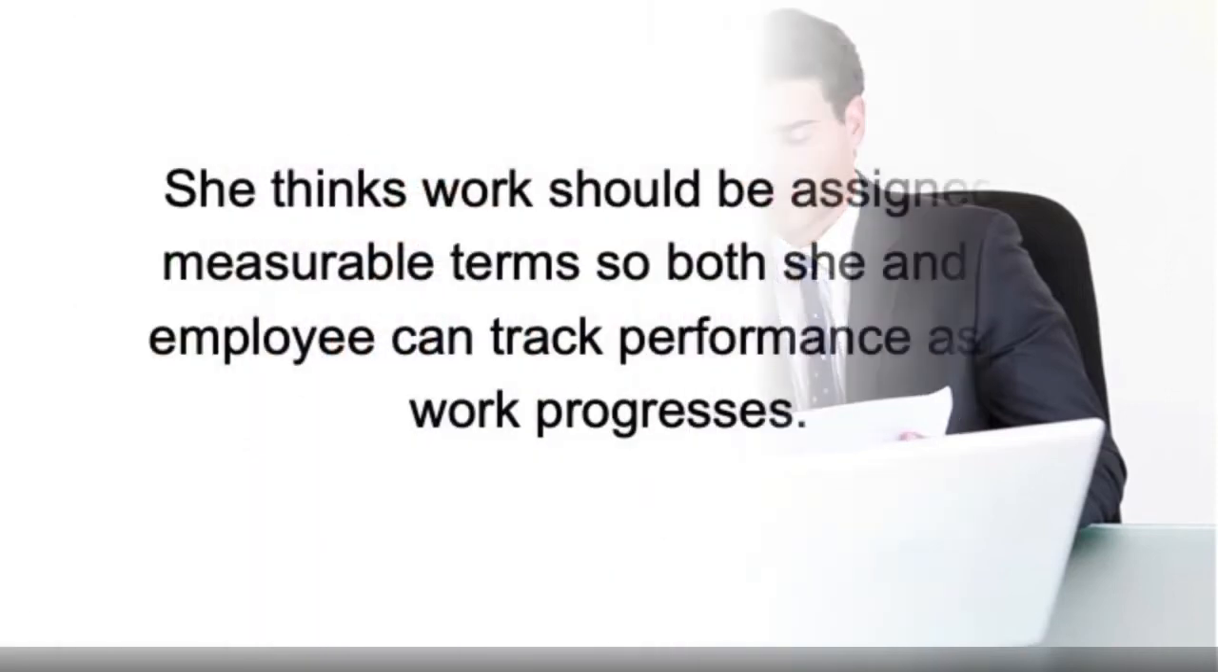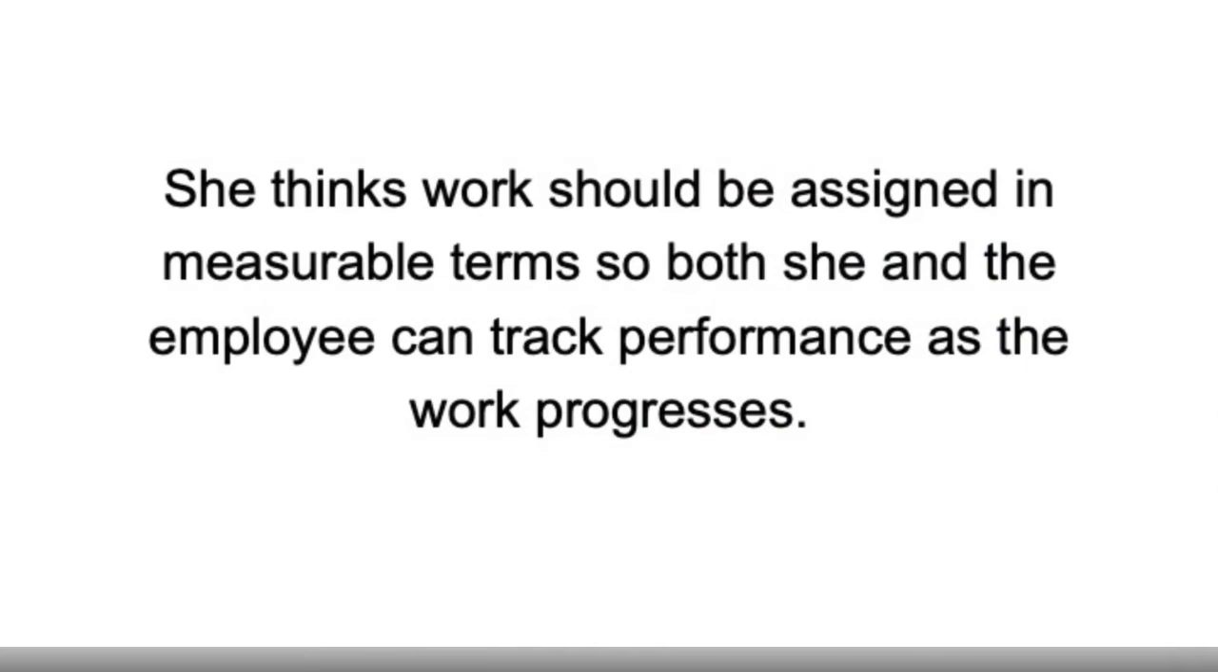Elena doesn't believe a fair performance review can be made of an employee's work unless assignments have been discussed and expectations agreed upon in advance. She thinks work should be assigned in measurable terms, so both she and the employee can track performance as the work progresses. Fletcher thinks this approach is dangerous.